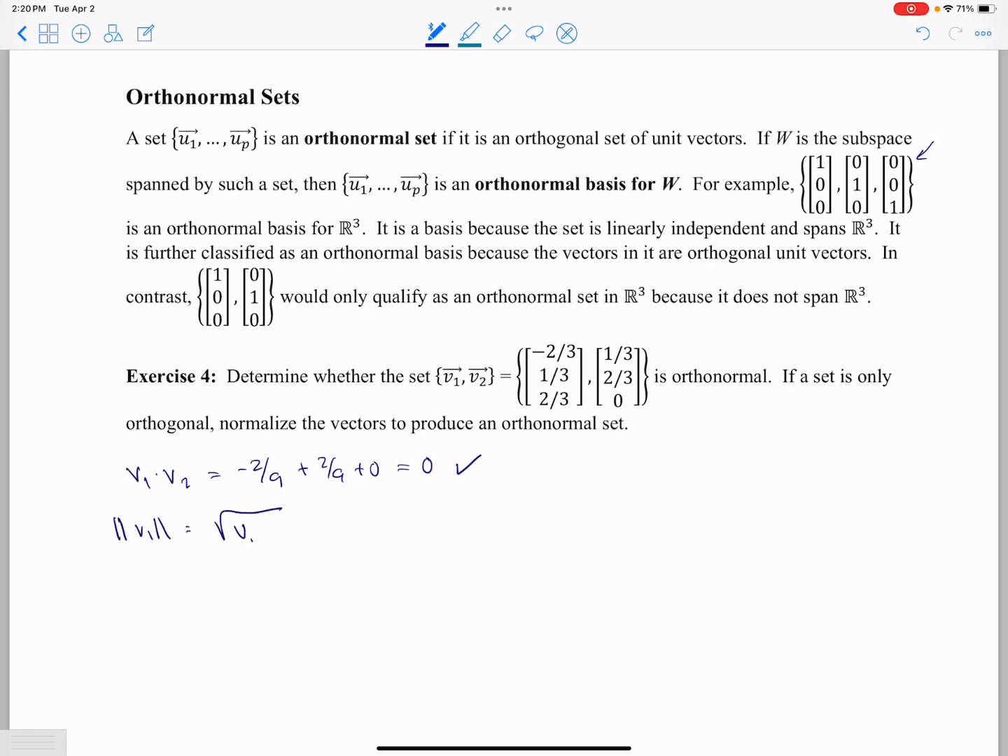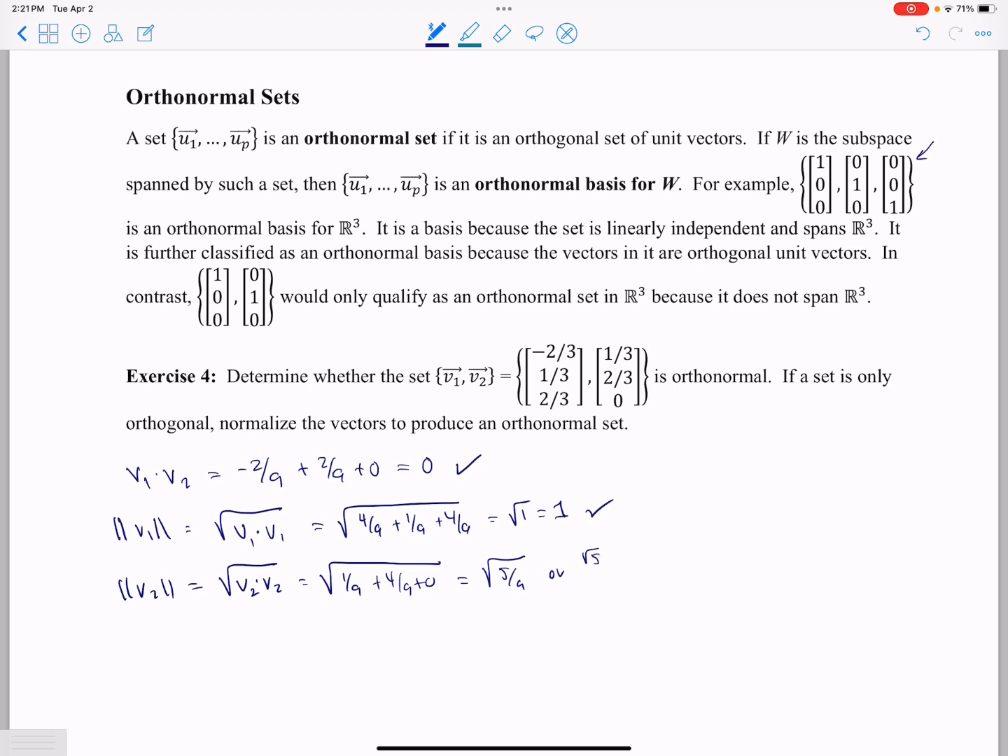That is the square root of v1 dotted with itself. So this is the square root of 4/9 plus 1/9 plus 4/9, which is square root of 1, or 1. So that one does have length 1. The norm of v2 is square root of v2 dot v2, so the square root of 1/9 plus 4/9 plus 0, which is the square root of 5/9, or square root of 5 over 3.